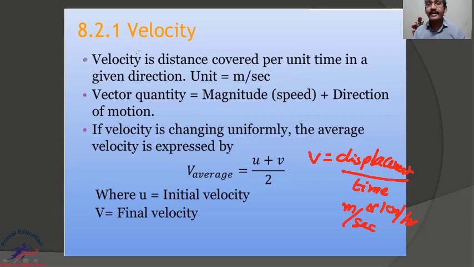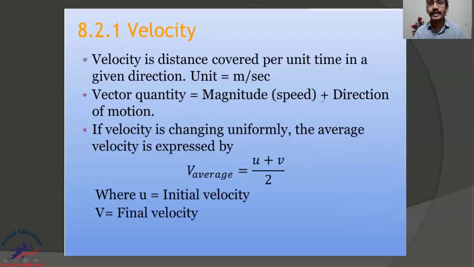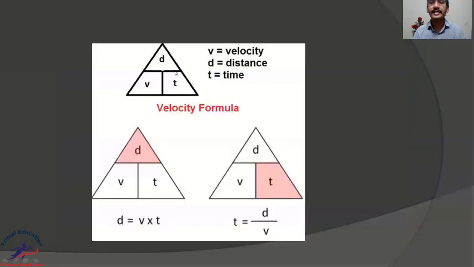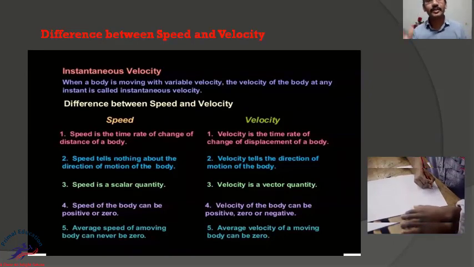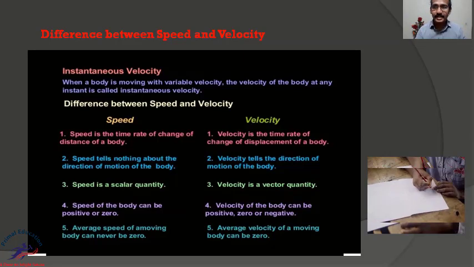Now we can calculate the average velocity as initial velocity plus final velocity by 2. Got the point? Both we are taking the average. So initial velocity plus final velocity by 2, that is average velocity. Velocity is equal to displacement by time. Yes, distance is equal to displacement if it is in a straight line. Both we can convert in the formulas. Clear? Now, please note it down. This is a 3 marks question: the difference between speed and velocity.